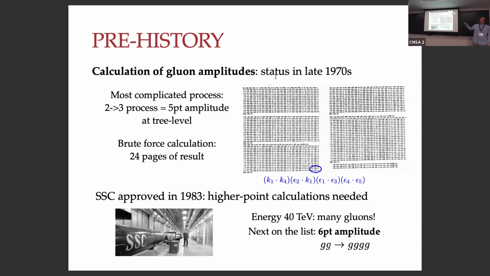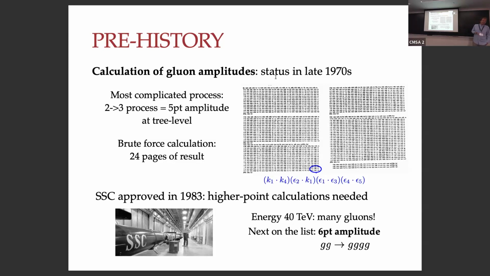And the prehistory of this subject dates to the late 1970s, when the most complicated process one could do was 5-point amplitudes, which means that you scatter 2 particles in the initial state and get 3 gluons in the final state, at tree level, which means this is leading order in perturbation theory. And if you just do it using the standard prescription, the result you get is 24 pages of algebra like that, where these small dots are variables that you associate with momenta and polarizations of these particles. So this is not a very nice result, and you expect it gets worse and worse if you go to higher and higher multiplicity, to more and more particles involved, or even going beyond this, which was not possible back then.